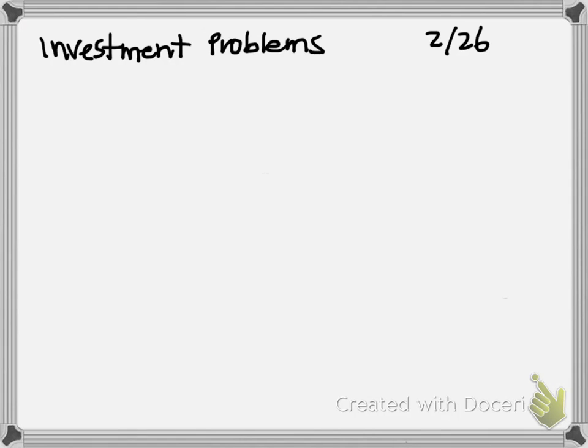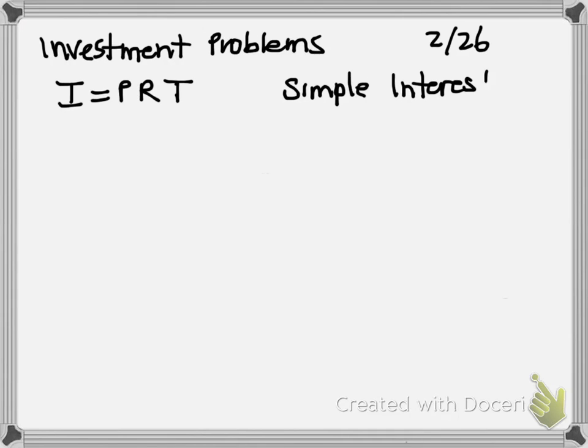So who had Kennedy? Okay, Kennedy called this the pretty formula. You guys remember what I'm talking about? The I equals P R T, and this is called simple interest. You used to talk about two different types of interest: simple interest, and then there was also compound interest.